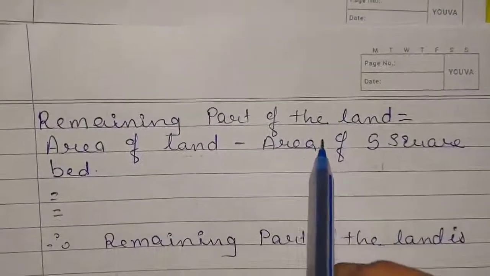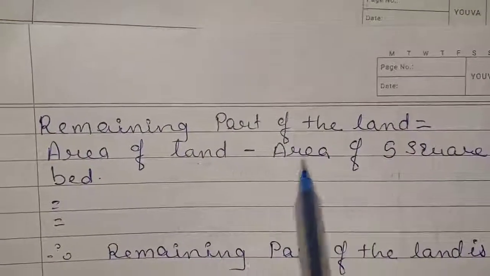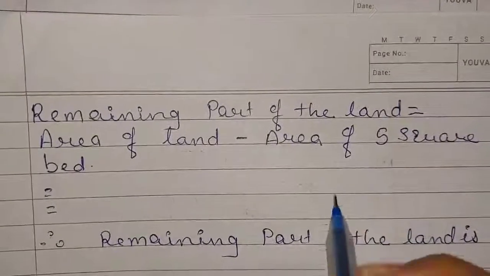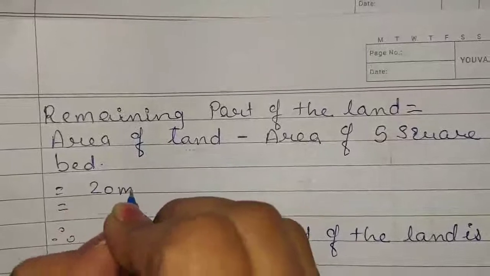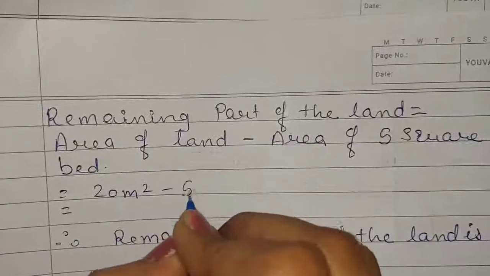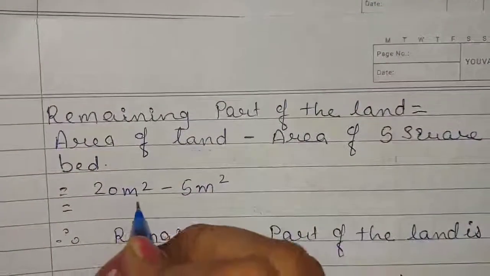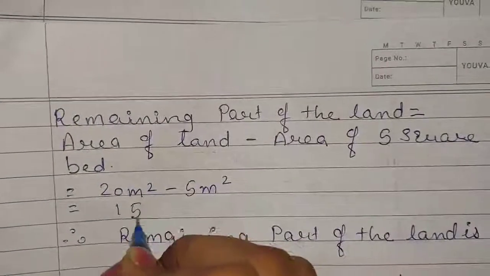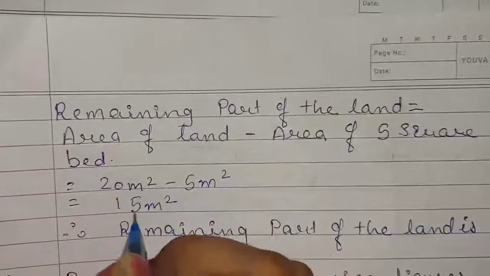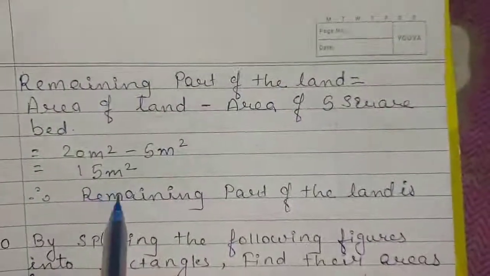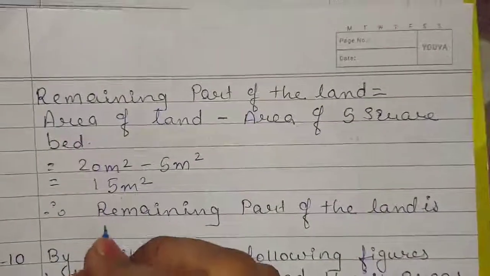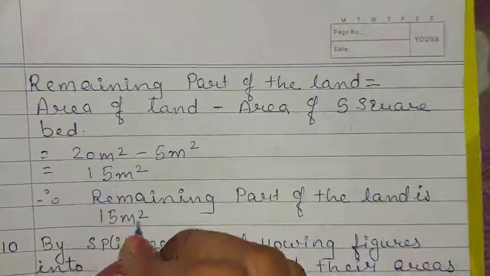Remaining part of the land equals area of land minus area of 5 square bed, that is equals to 20 meters square minus 5 meters square. 20 minus 5 is 15 meter square, which is the remaining part area of the land. Therefore, remaining part of the land is 15 meter square.